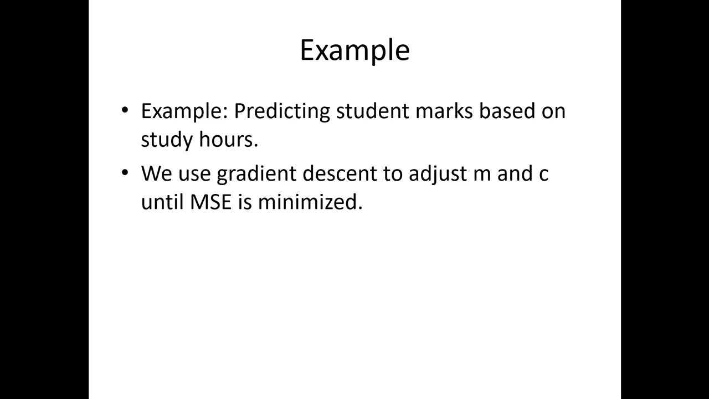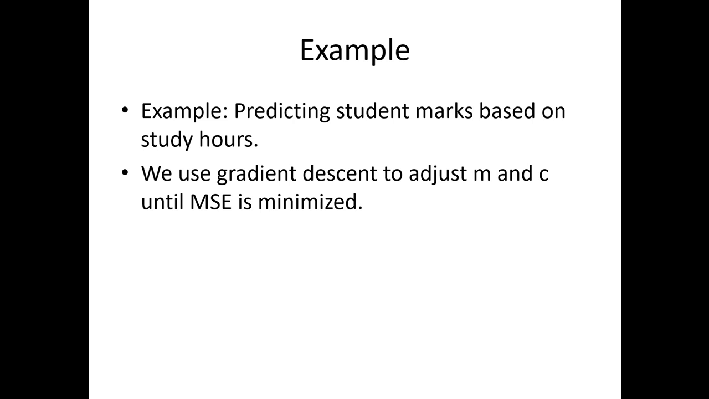Using these values, we calculate the predicted marks for each student. We then compute the MSE to see how large the error is. Using gradient descent, we adjust m and c step by step to reduce this error. After several iterations, we might get m equal to 5 and c equal to 20, which perfectly fits the data. So our regression equation becomes y equal to 5x plus 20.